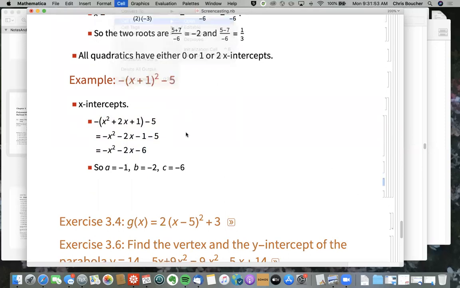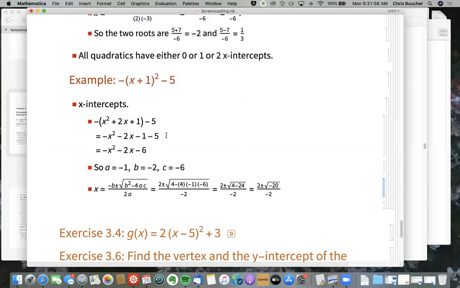When I plug into the quadratic formula, and I'm going a little quickly here, but you can always pause the video and slow things down if you want while you're watching. But this is really just plugging into a formula, right? So the b value is -2, so minus b out front here becomes +2. And then b squared is 4, there's 4, a is -1, c is -6, etc.